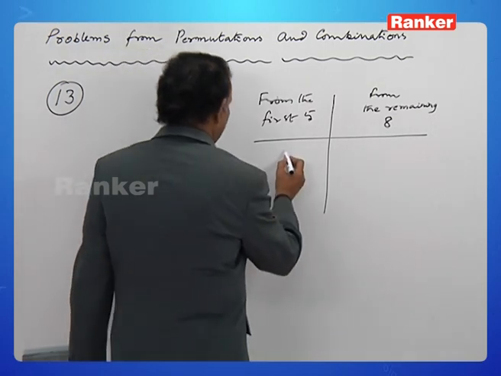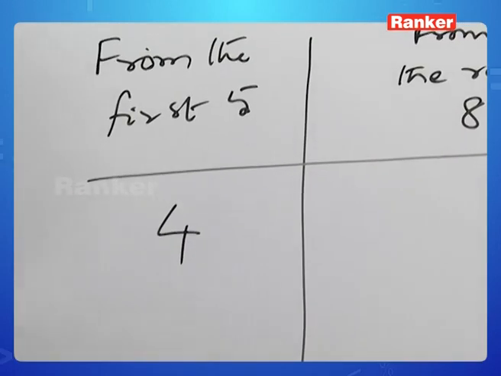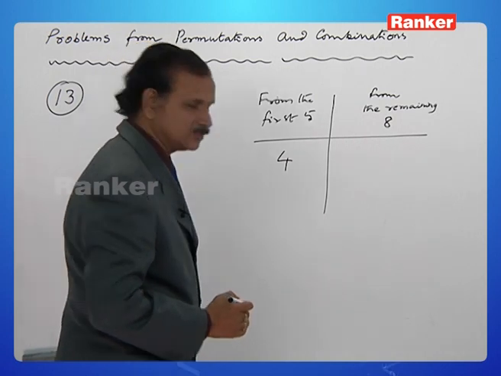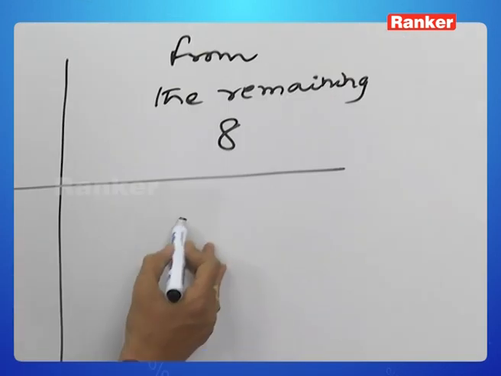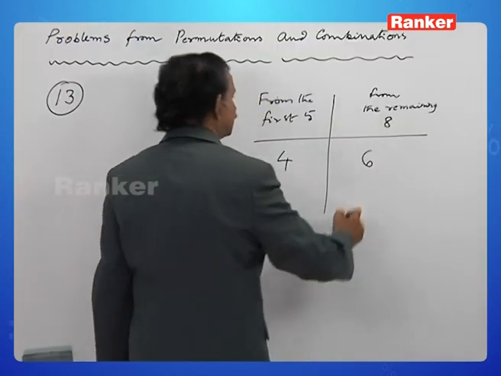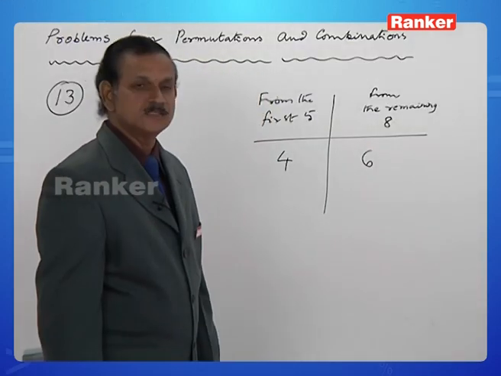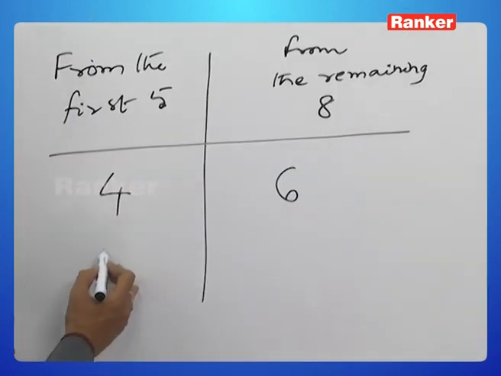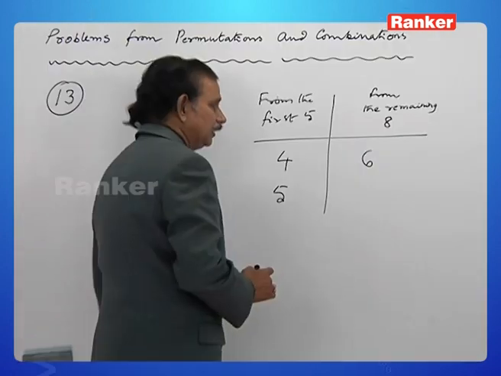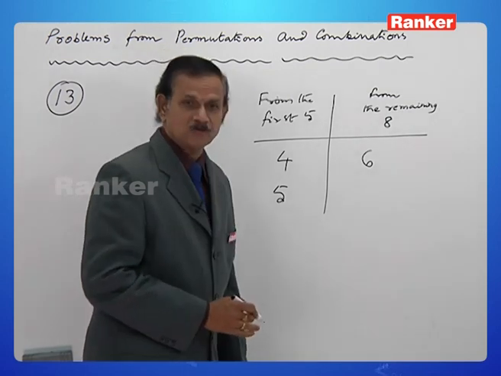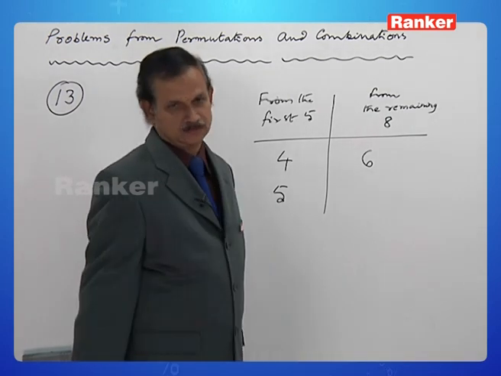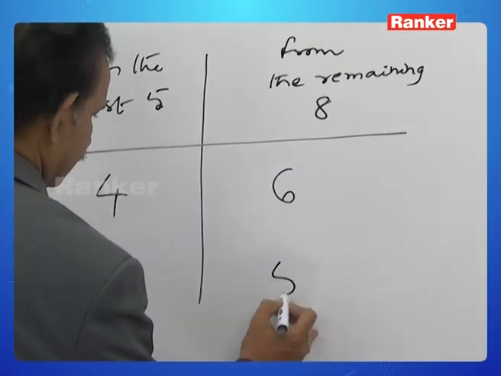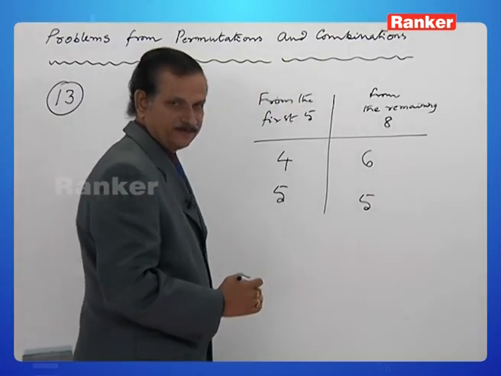He may choose exactly 4 questions from the first 5, and in total he is supposed to answer 10 questions. So in this case he has to choose 6 questions from the remaining 8 questions. This is one case. And in the second case, he may choose all the 5 questions from the first 5. Still he is supposed to answer 5 more questions from the remaining 8 questions. Yes, these are the possible cases.